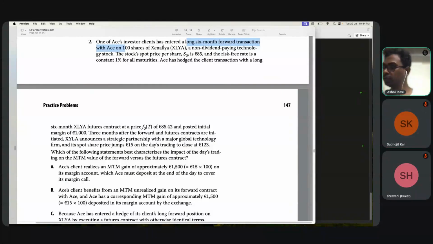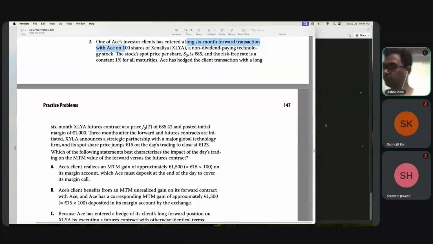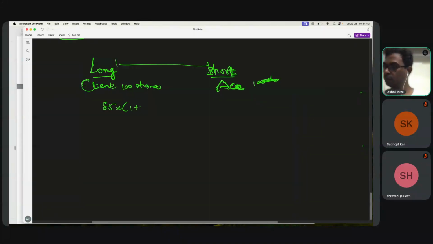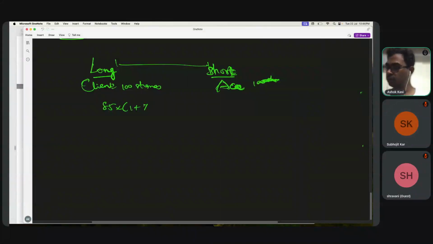and the risk-free rate. See, this is a 6 months forward. So that means spot is 85 times 1 plus the risk-free rate, which is 1 percent for all maturities. So this is for 6 months. Just calculate this. 85.85. This is the forward price.